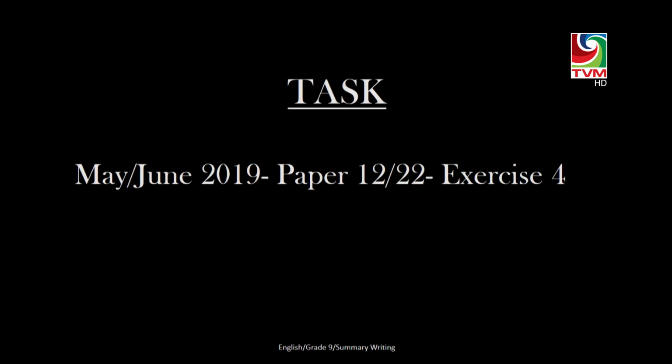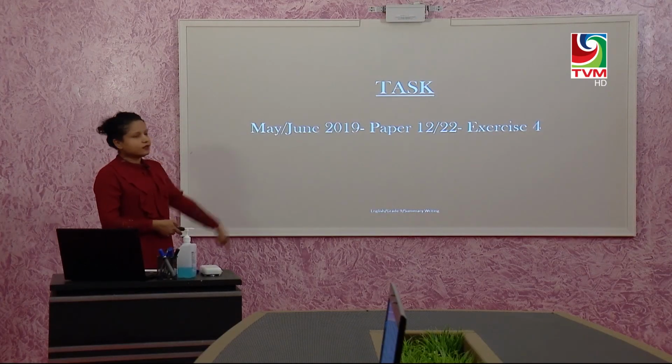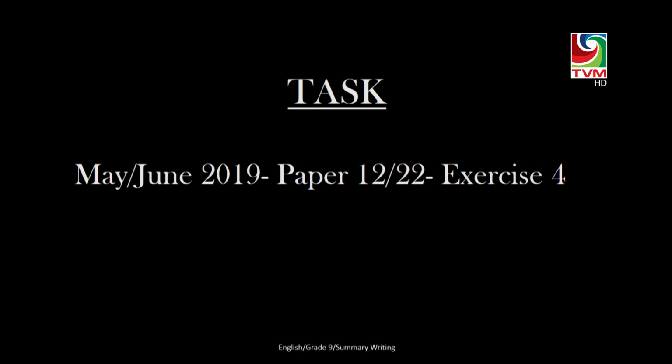Okay? Here's your task. Now remember your task from the previous lesson? I asked you to complete this exercise from the May-June 2019 paper. I only asked you to underline the points. So today you are going to write your summary. But before you write, you have to rewrite the points in your own words. Rewrite the points in your own words, reorder them, and then write using linking words.